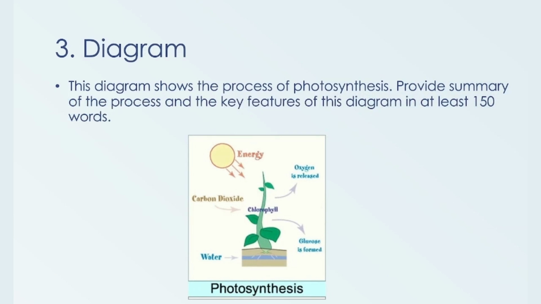Then we have diagrams. So here's a diagram showing a process of photosynthesis. Provide a summary of the process and the key features of this diagram in at least 150 words. Now what you need to do is describe each stage, unlike other types of task 1. When you get a diagram, you should write everything that you see in order to meet your required word count. So I would here cover each stage of the photosynthesis process. Although these are less common tasks in IELTS writing, however, some students still get it.